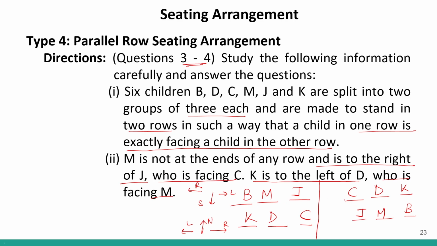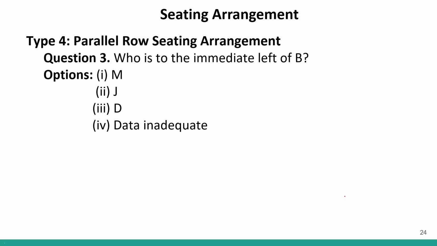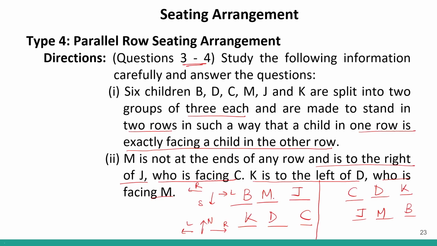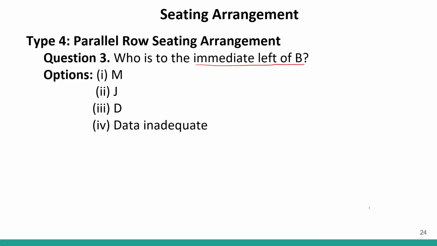Now let us look at the question. The question asks who is to the immediate left of B. So if I look at the image, immediate left of B we have M in this case and in this case also immediate left of B we have M. So in both the cases immediate left of B will be M. So my answer will be option number 1 M. Clear? This will be my answer.